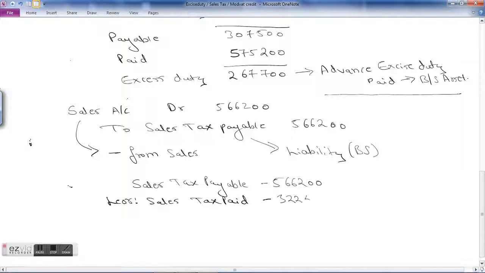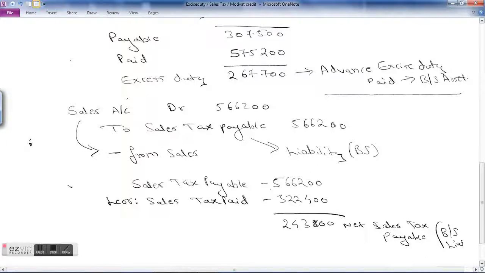So we have to pay how much? 5,66,200, out of which 3,22,400 is already paid. So 2,43,800 will be shown as a net sales tax payable. Okay, it will be shown as a sales tax payable net amount. Since it's a payable, balance sheet liability side.